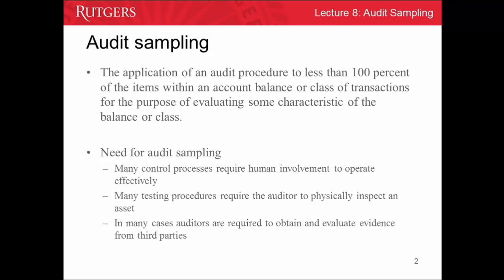Also, in many cases, auditors are required to obtain and evaluate evidence from third parties, like letters confirming accounts receivable balances from client customers. So these situations require the auditor's hands-on attention. When the number of items or transactions in the population is large, it is not economical for auditors to test 100% of the population. Instead, they can use sampling to gather sufficient audit evidence.